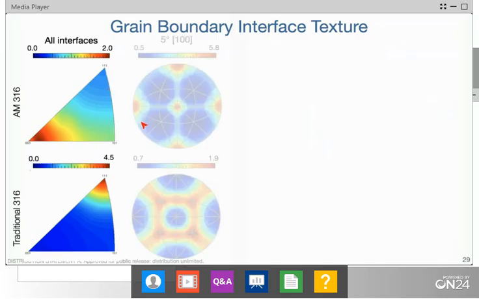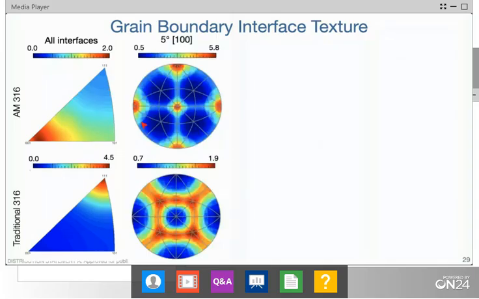If we look at low angle boundaries, so these are only 5 degrees of misorientation about the 100, again, we see a prevalence of 111 interfaces in the traditional material, a depletion in the additively manufactured, but a preference for 001 orientations. I'll note that this is different than the preference for the 001 morphological directions that we saw previously.